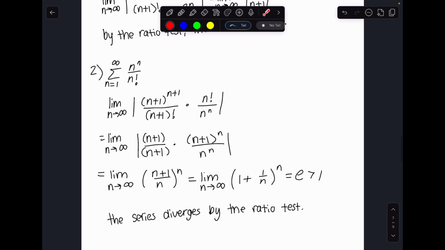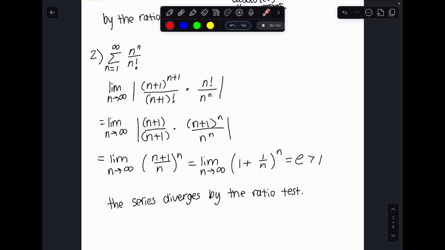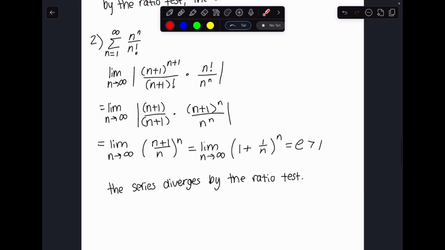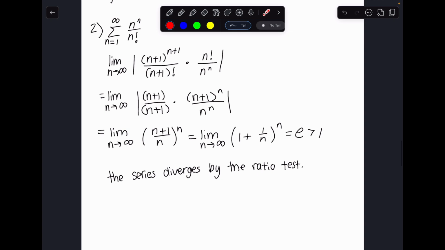Okay, for the next problem, we have the series from n equals 1 to infinity of n to the n over n factorial. Again, we see this factorial hints to us ratio test. So we go ahead and set up this limit. I have a sub n plus 1 times the reciprocal of a sub n. And we can start simplifying.